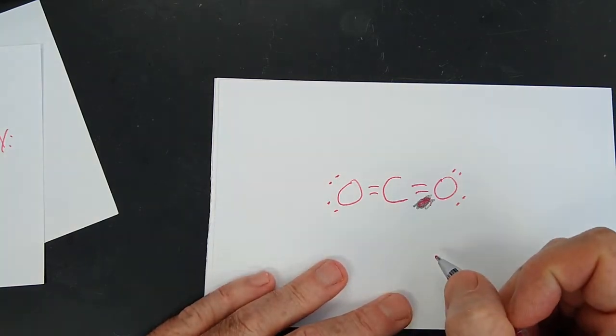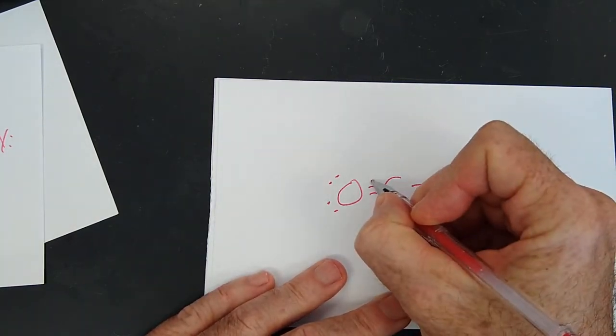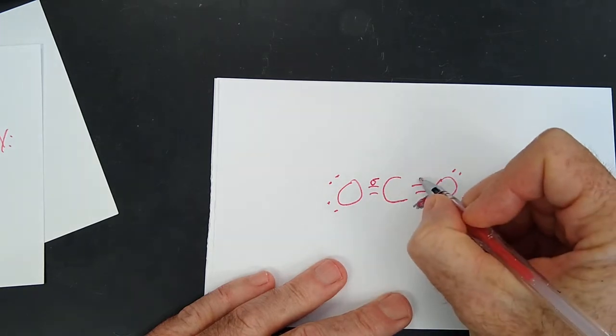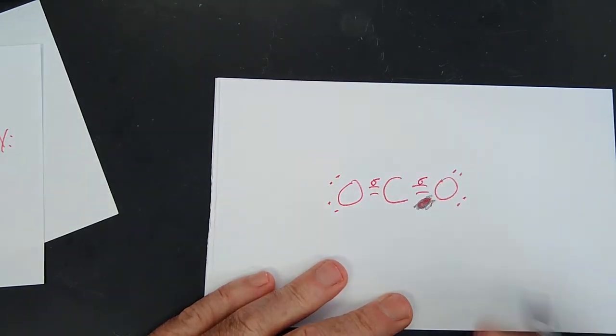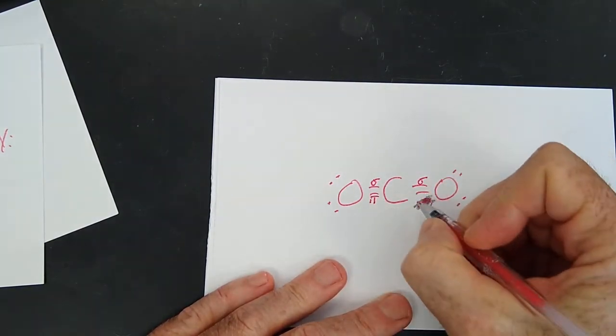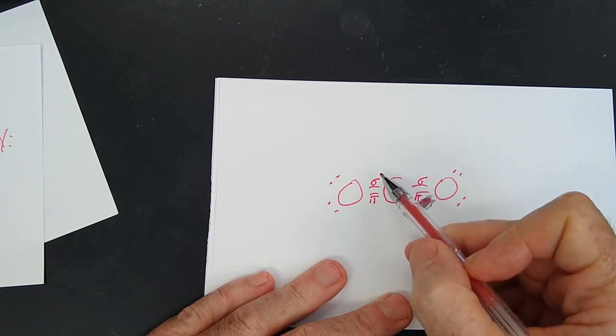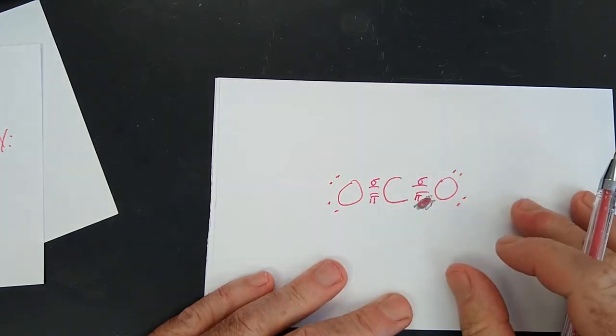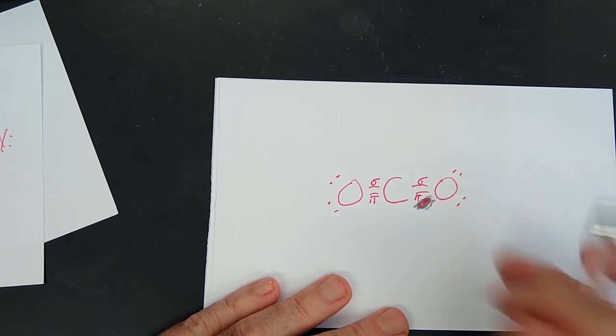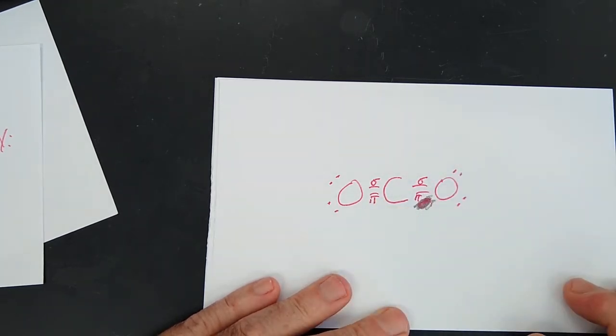Now, if we're going to label it, we put a sigma on the first line, and you put a pi on the second one. Mr. Perkins, does it matter if the sigma's on top or the pi's on the bottom? No, nobody cares. Okay? Now, this one's done.